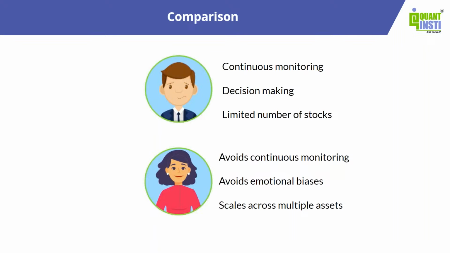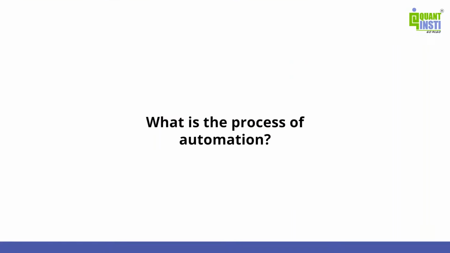But Mary here, since she is automating, it's very easy for her to scale across multiple assets, and that's how you scale your portfolio as well. And the main reason why we need to automate is to avoid these kinds of biases and also to scale across multiple assets and classes. So now let's come to the heart of the presentation, which is the process of automation.